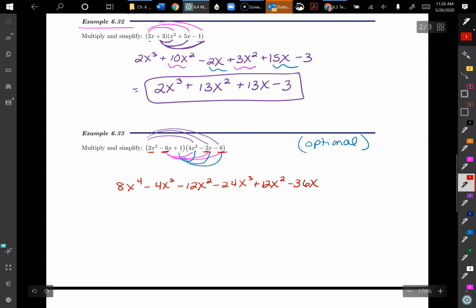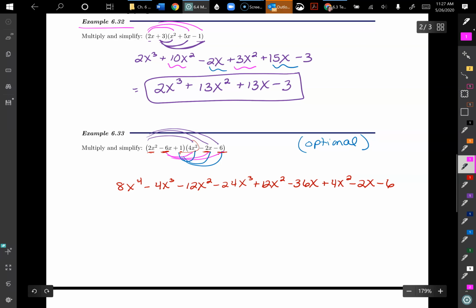My eyes go wonky after a while. 1 times this 4x squared will just be plus 4x squared. Then I have 1 times negative 2x is minus 2x. 1 times negative 6 is minus 6. Now, hopefully I've gotten those all correct. So look through. You can let me know if there's any issues. Sometimes I'll look at them so long, my eyes go blurry.